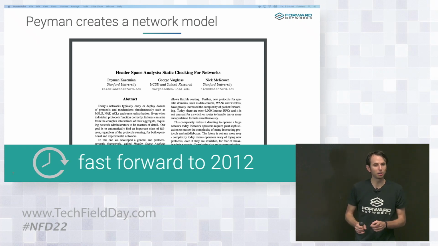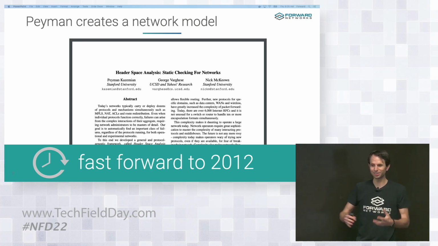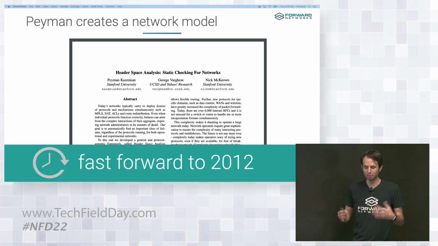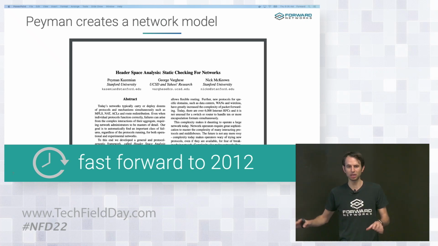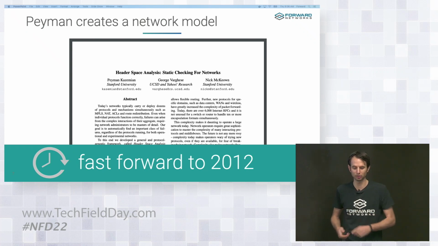So one of our founders, Payman, was looking for a way to test whether different chunks of a network were properly isolated. And in the process, he created this kind of algebra for networks called HSA, or header space analysis. And it made it possible to model all the traffic behaviors for a network, even with all these different kinds of devices: switches, routers, firewalls, load balancers.